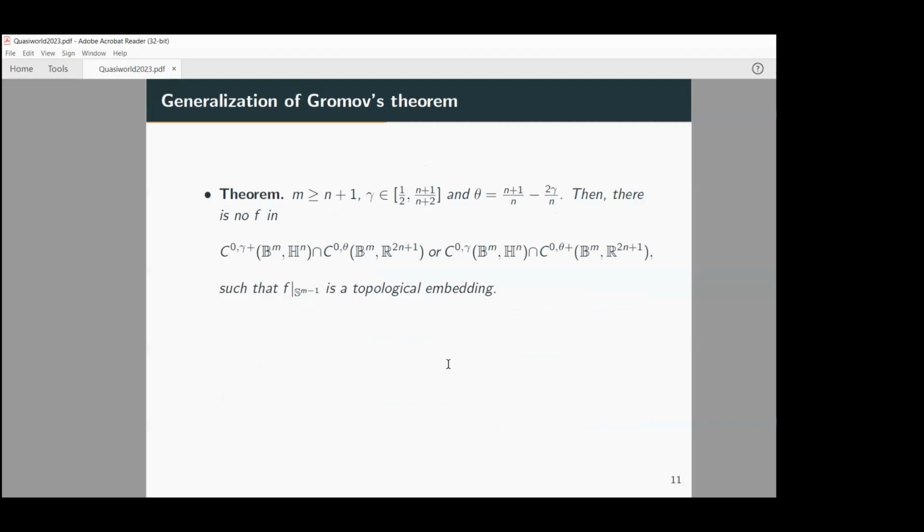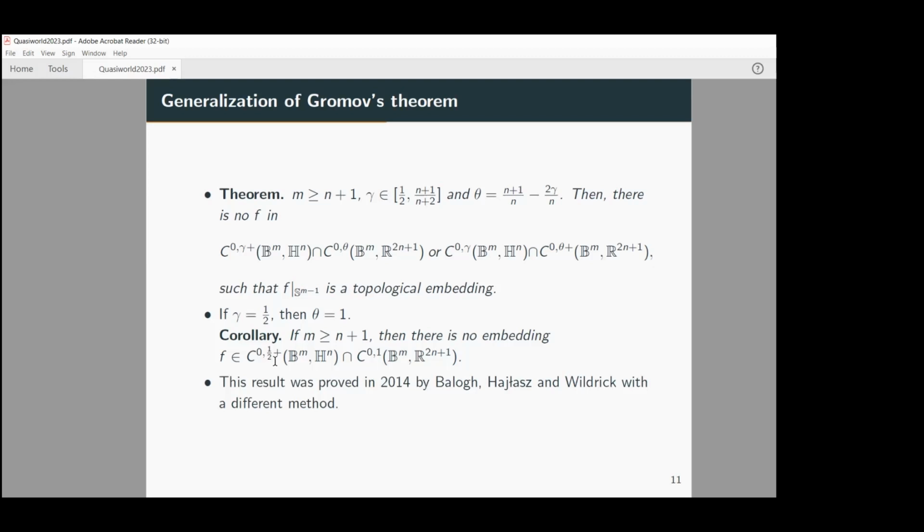So again, this is this result. But when we take theta equal 1/2, gamma equal 1/2, then theta equals 1, as a corollary we obtain that there's no embedding of the m-dimensional ball into Euclidean space, such that this is a Lipschitz continuous mapping, but C0 1/2 plus mapping from the ball into Hn. So let me remind that any Lipschitz continuous embedding into R2n+1 is automatically a C0 1/2 embedding into the Heisenberg group. However, this result says that there is no such a mapping in the class C0 1/2 plus.